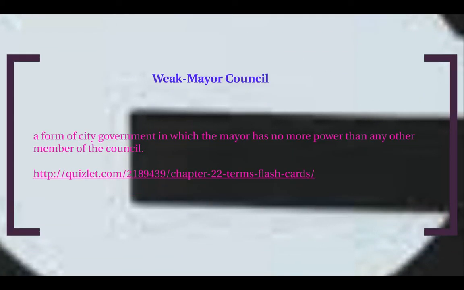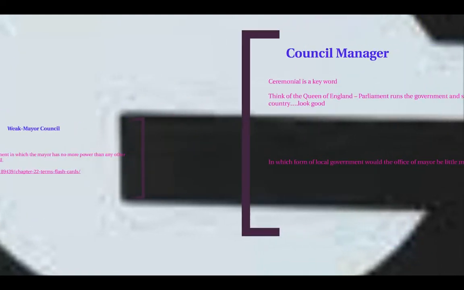Next is the weak mayor council, and the definition is a form of city government in which the mayor has no more power than any other member of the council. So they really can't hire, they really can't fire, they don't do any supervising. They are equal when it comes to members of the council.